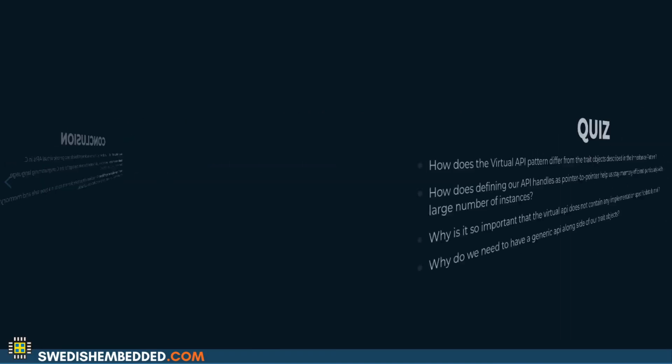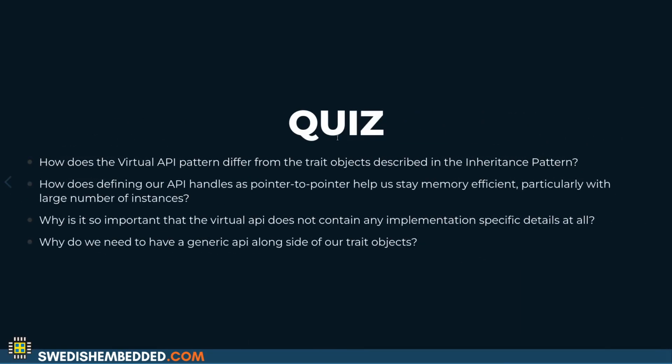So now let's look at your understanding of this pattern. How does the virtual API pattern differ from the trait objects that we described in the inheritance pattern? How does defining our API handles as pointer to pointer help us stay memory efficient? Why are we doing that in the first place?